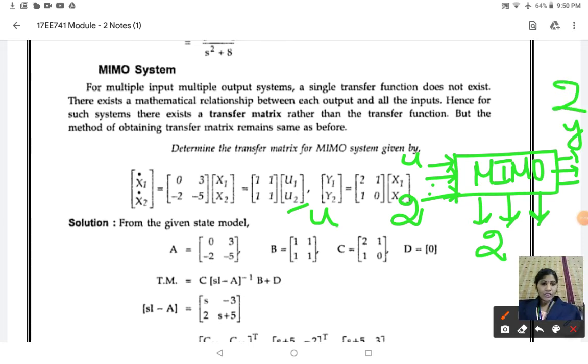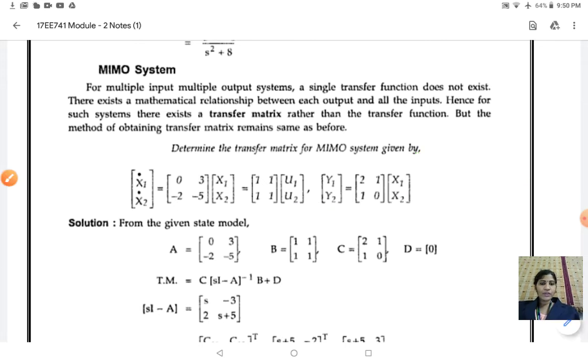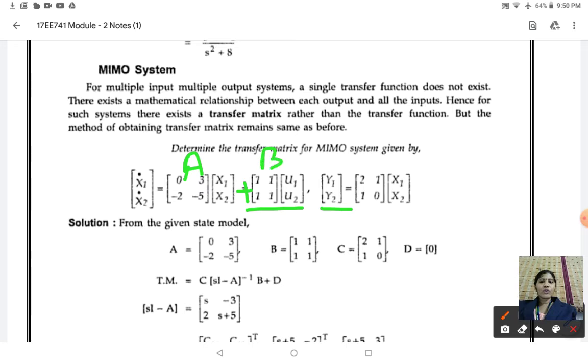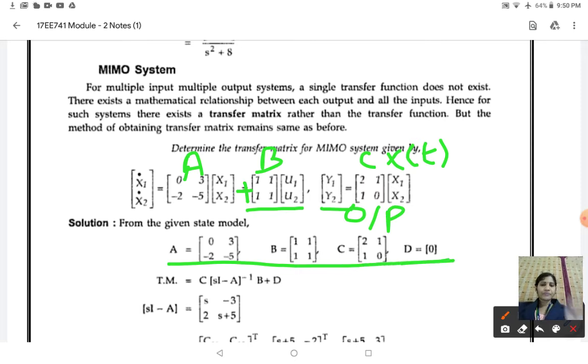So here is the problem. You are going to solve it for the multiple input multiple output system. Looking at this problem, it is very clear that it has 2 inputs and 2 outputs, and x dot of t is equal to Ax of t plus Bu of t. Therefore the matrix A is [0 3; -2 -5], and the matrix B is [1 1; 1 1]. The output equation is Cx of t, and here D is absent, so D is equal to 0. Just write all the matrices as below.